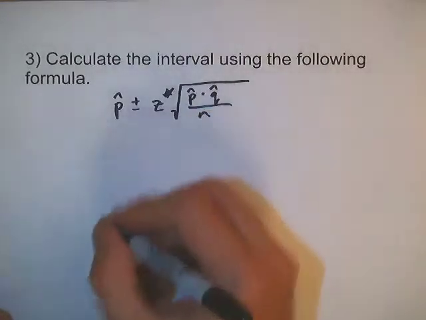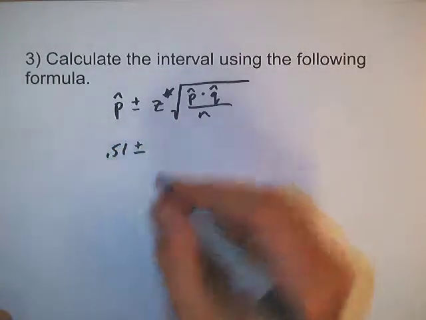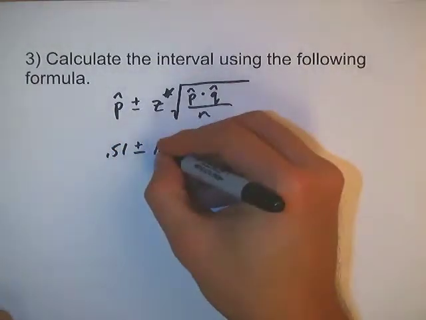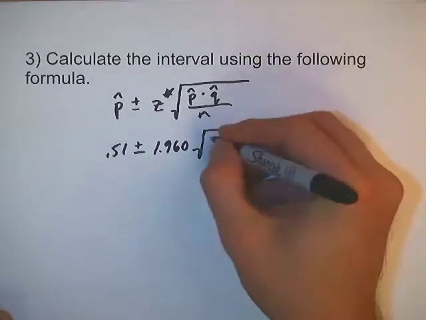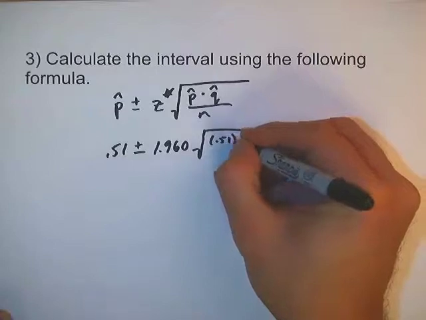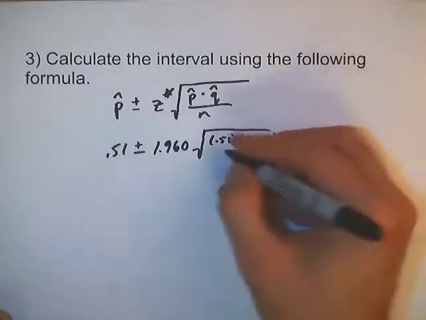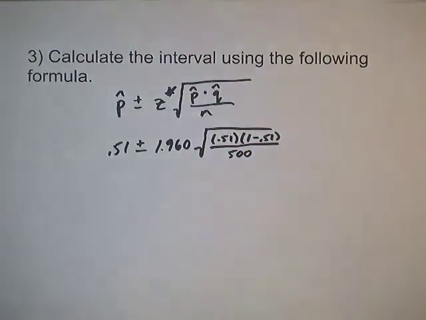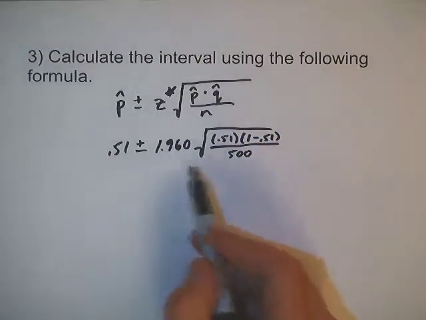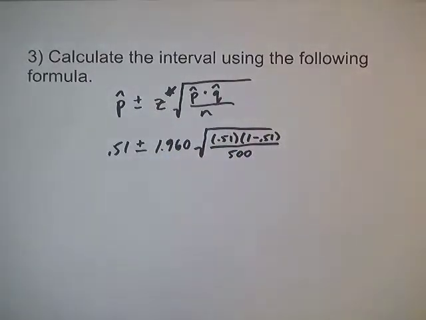So let's substitute the numbers I know in here. It's going to be 0.51 plus or minus 1.960 times the square root of p hat, 0.51 again, times q hat, 1 minus 0.51, all divided by 500. What I'm going to do first is calculate this margin of error. Remember, I was trying to show that the margin of error was about 4.5 percentage points. So let's see if that's correct.